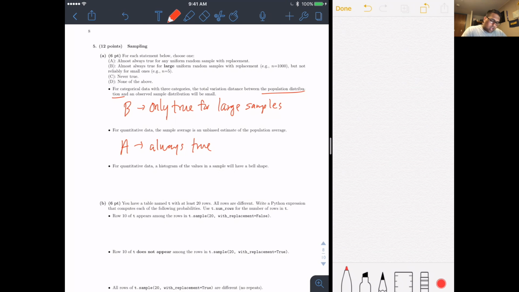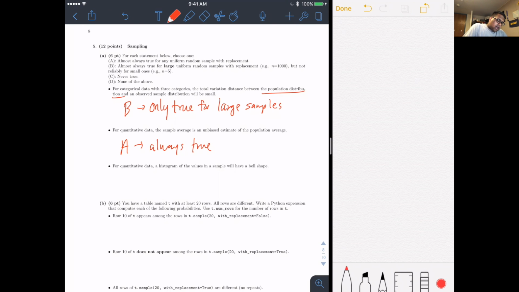And then lastly, this is the one that's a little tricky. For quantitative data, a histogram of the values in a sample will have a bell shape. So if you pull up the cheat sheet that's provided with the final, or you look at your own cheat sheet, you see that if we have a large random sample and we look at the means or the sum of the values that are being sampled, the means or the sum will form a normal distribution, a bell curve shape. But the values themselves, there's nothing said about the values themselves. It's only the means of the values or the sums of the values, right? So that's where it's a little tricky.